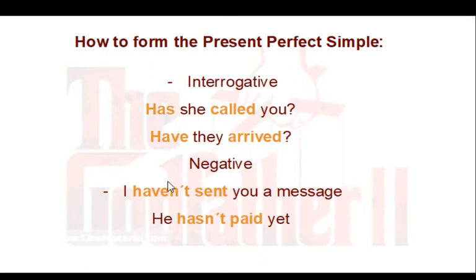And for negative sentences, as with any other verb, we add not to the auxiliary verb. For formal writing, we can keep it separated. I have not sent you a message. He has not paid yet. But for most informal writing and for most oral situations, when we are speaking, we tend to contract it to haven't and hasn't. I haven't sent you a message. He hasn't paid yet. Okay?